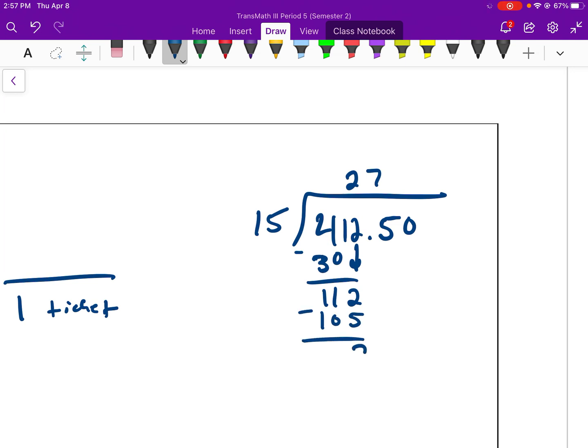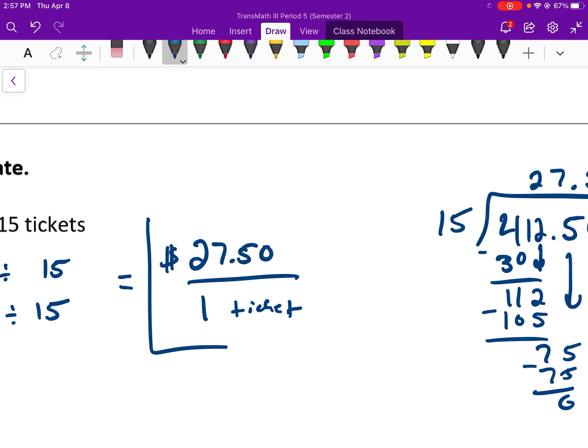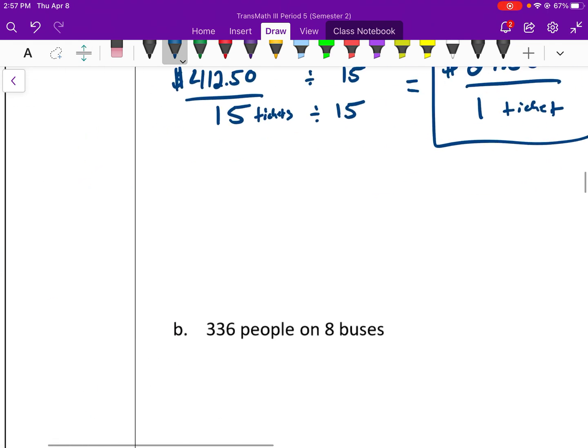Subtract that, we're going to get 7. Bringing down that 5. And then 15 goes into 75 5 times. We get that 75. Subtract, we get 0. Bring down that final 0. 15 goes into 0 0 times. So it's 27.50, and we're talking dollars. So the unit price for these tickets is $27.50 for that one ticket.